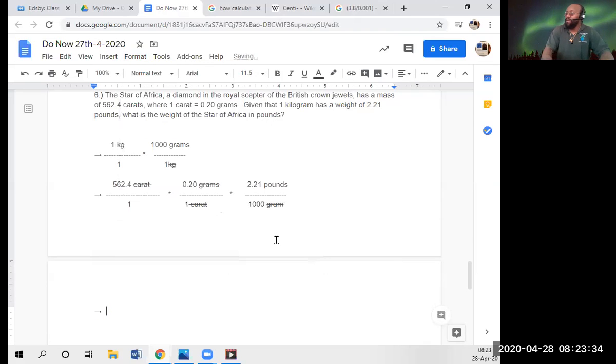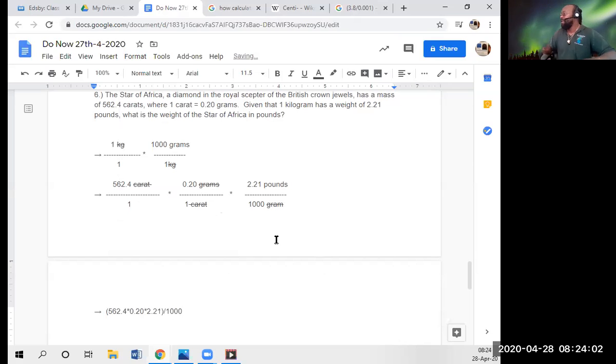So you're turning the strike off. There we go. Now, you end up with, I'm going to put it in parentheses so Google can crunch the number and spit it out to you. So carat gone, gram gone. Now you have pounds. So that's 562, right? This number up top by itself, 0.20, multiplied by our 2.21. And that's going to be all divided by 1,000.